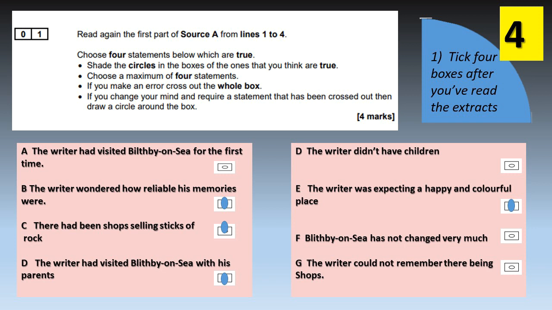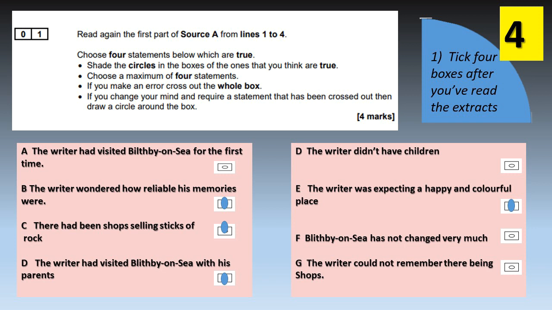Now, in that statement, we've got that word reliable. When you go back over that first paragraph, the only thing that you're looking for is that word reliable, and then scan the text for that, and then you'll find out whether or not that answer is true. The same is the case for sticks of rock, the phrase in the next statement. So there had been shops selling sticks of rock. That, of course, is true, so the box has been shaded there. The writer had visited Blitheby-on-Sea with his parents. That also is true.